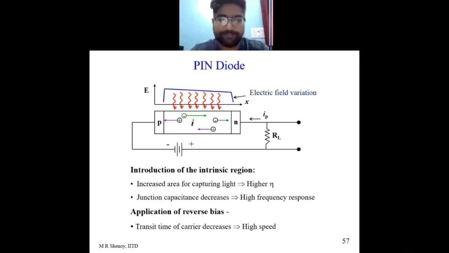Sir, next question is from Arjunan. How to form a depletion region? Simply connect the P and N junction, which means the depletion layer is automatically formed.